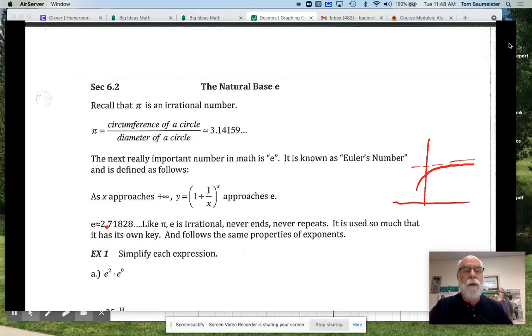Oh, sorry, I have a comma there. I didn't realize that. 2.71828. And like pi, it is an irrational number, it never ends and it never repeats. So this one right here, again, there would be 1, there would be 2, and this would be 2.718, et cetera. It is used so much that it has its own key on most calculators. I noticed on Desmos we're going to have to do a little something different, but it does follow the same properties as exponents.